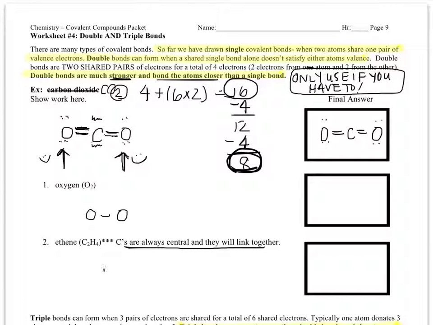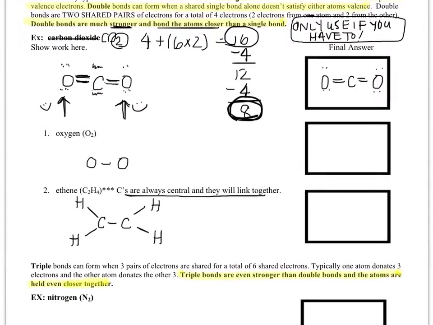For ethene here, this is what this is telling you. The C's are central, so I've got 2 carbons that connect. Okay, and then I've got 4 hydrogens. So I have one here, one here, one here, and one here. Okay, now that's not a finished picture. You got to keep going. Alright, but you do that when you get to class.